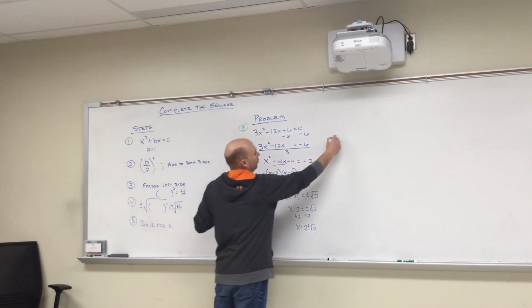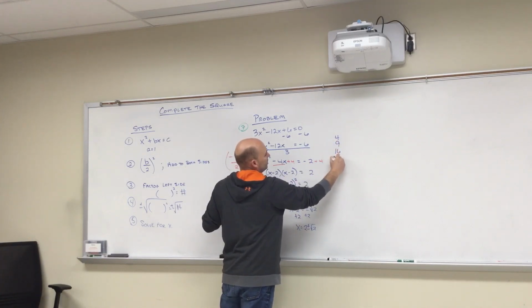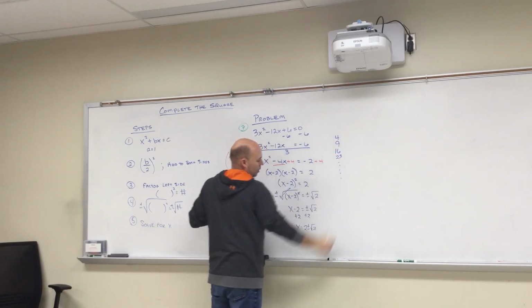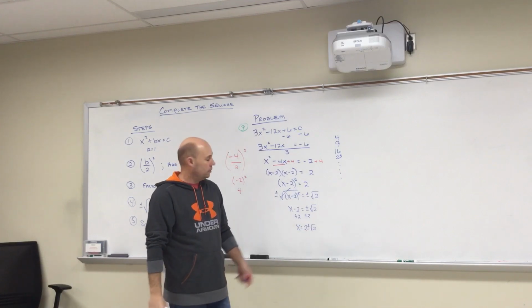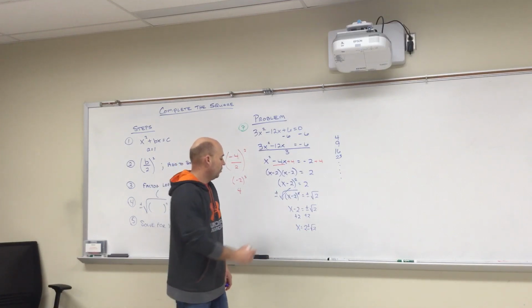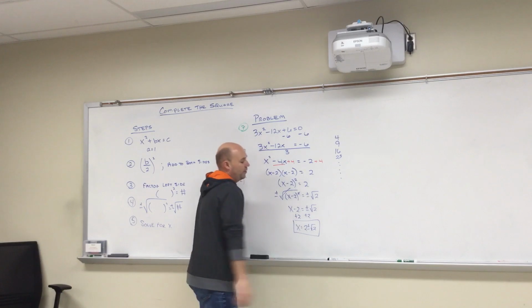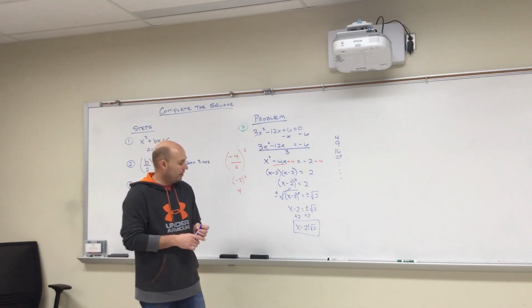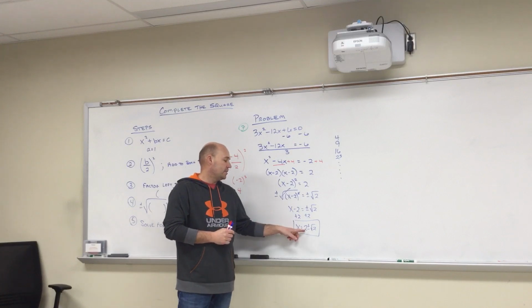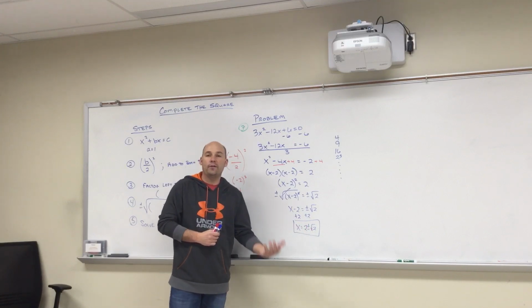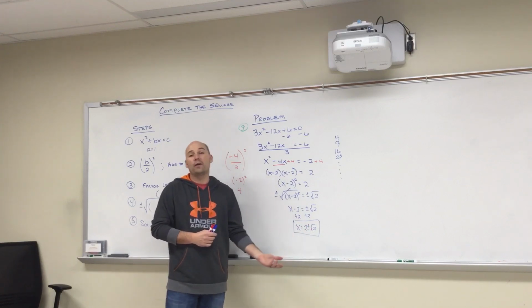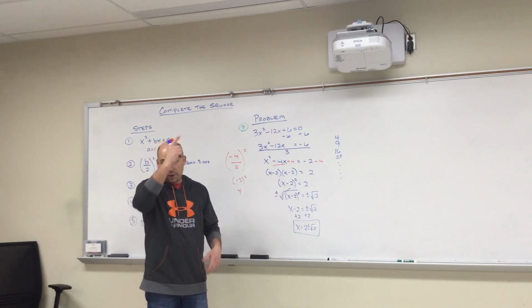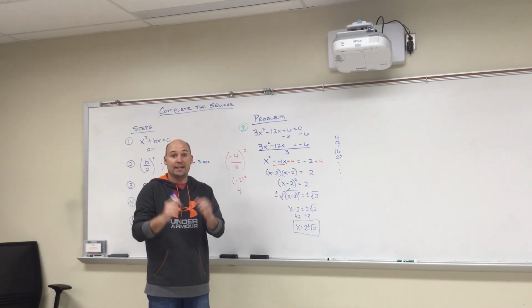And again, I have to go through my numbers. 4, 9, 16, 25, and so on. None of them divide into 2, so my answer is x equals 2 plus or minus radical 2. Okay? And that's where your graph crosses the x-axis. Again, how you figure that out if you wanted to is you can take 2 plus radical 2 in your calculator to get a decimal. 2 minus radical 2 in your calculator to get a decimal. And that's where that parabola is crossing the x-axis.